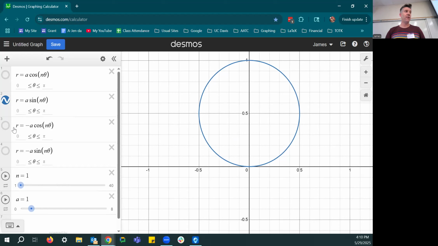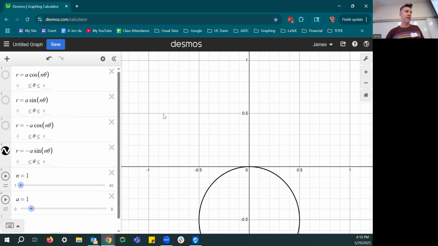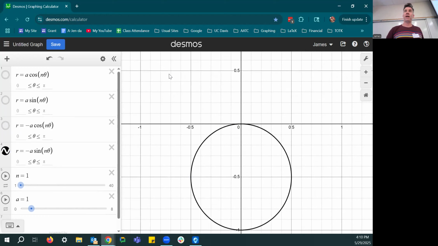Here's the graph of r equal to negative cosine theta. Same circle, but now it's centered on the left side of the x-axis instead of the right side of the x-axis. And similarly, r equal to negative sine theta is centered on the bottom of the y-axis instead of on the top of the y-axis. That's always how these circles end up working, which is kind of neat.